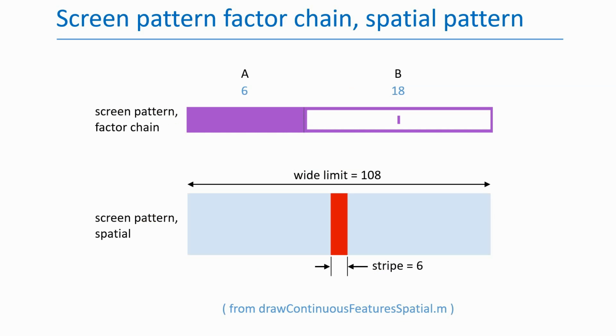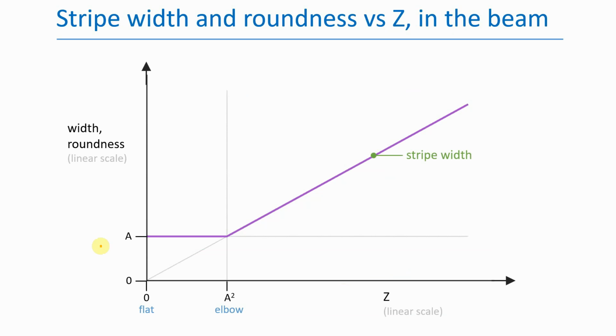But it's also pretty easy to calculate the stripe and the wide limit by hand. The stripe is 6 patches wide, and the wide limit is 108 patches wide. This again matches the result from the discrete factor model. We're done calculating the distribution at z equal to 12. In a moment, we'll do the same thing for a few other planes to see how width and roundness evolve over distance in the beam. But we'll start first with a preview.